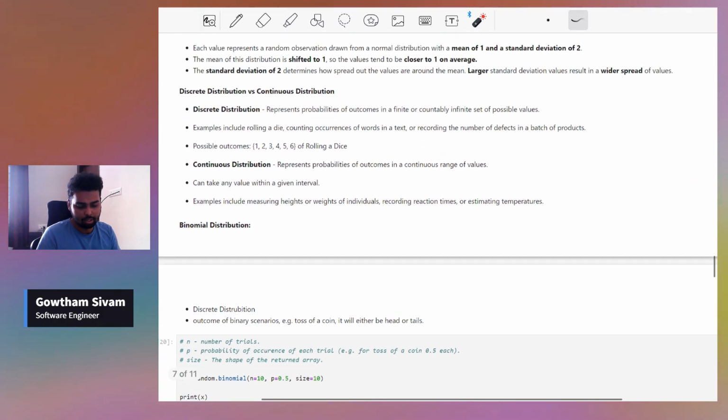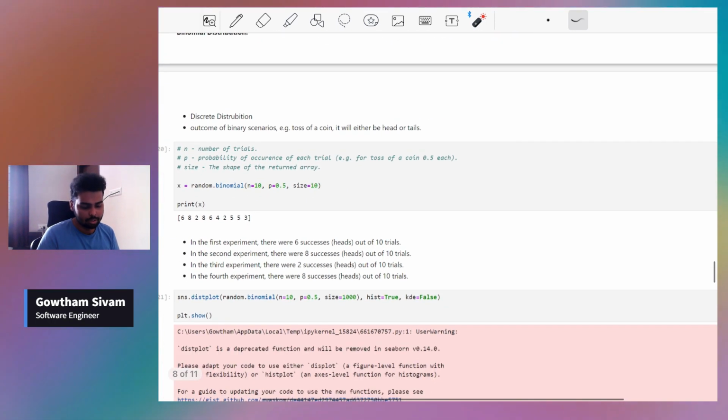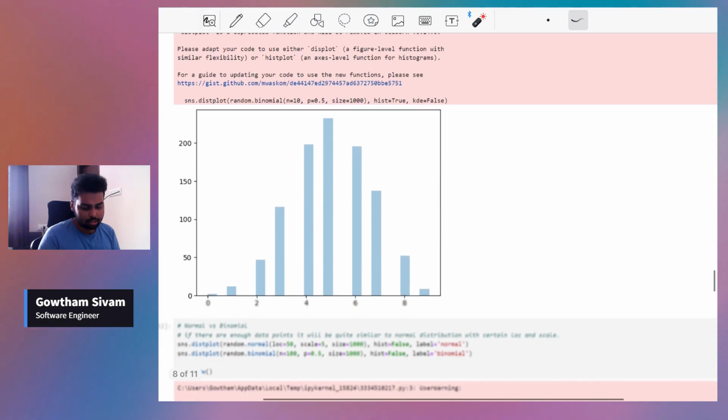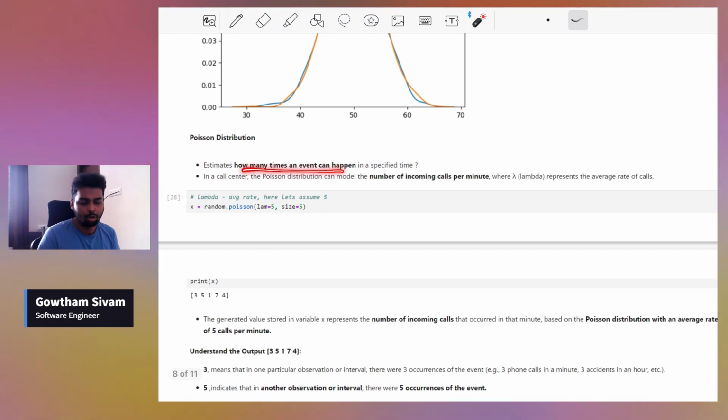Next is what we have seen: discrete values, and continuous value distributions, which are something like temperature or weight. It is continuous. And next we have seen something like a binomial, which means there are only 2 occurrences, either tails or heads. And the next thing that we have seen till now is the Poisson distribution, which is like how many events can occur in a specific time duration.